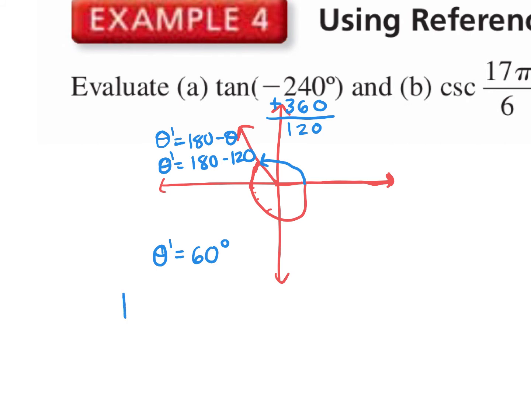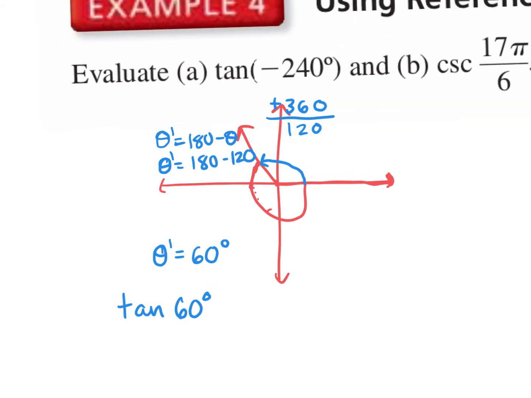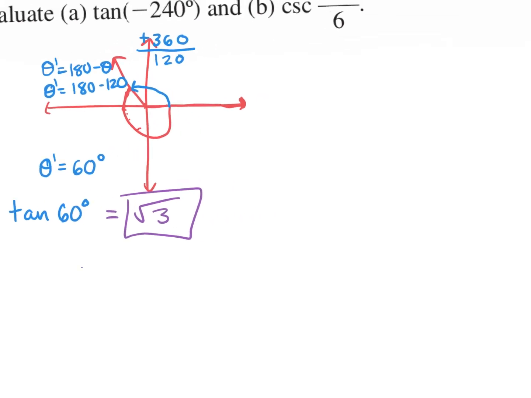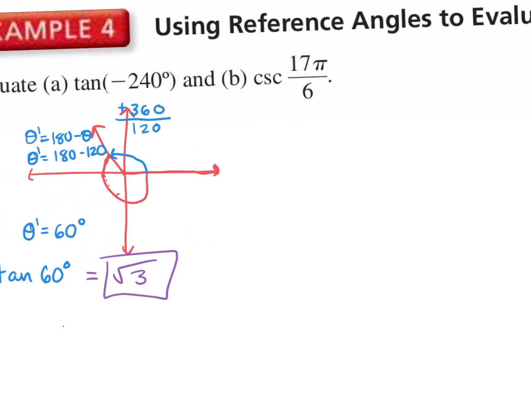Now we want to find the tangent of our reference angle, so the tangent of 60 degrees. Using that little box, tangent of 60 is square root 3. So our answer here is square root 3. You have to use that box from 9.1 to help you solve these problems. Any questions there?